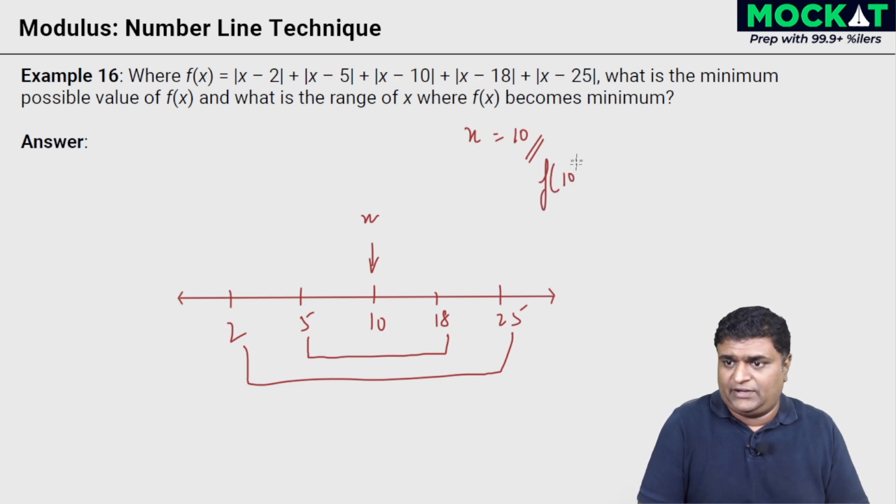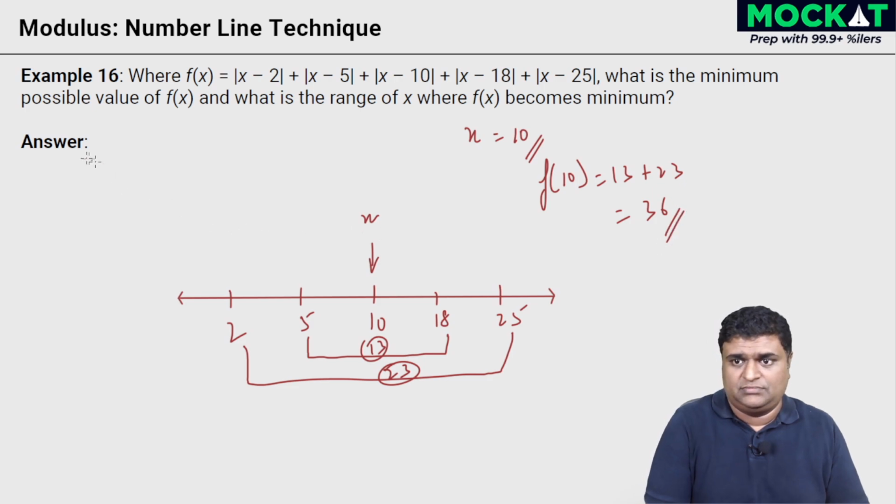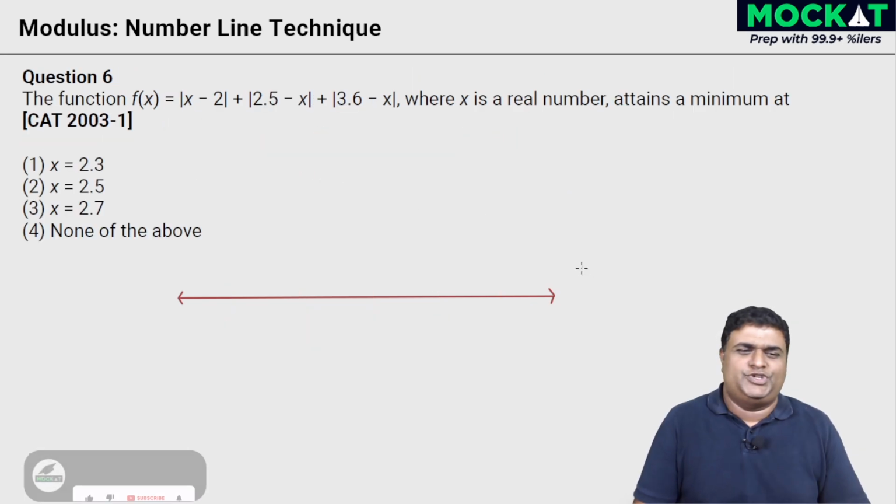And what is f of 10 going to be? I'm not going to do the substitution over here and waste time. 18 to 5 distance, 18 minus 5, which is 13. 25 to 2, the distance is 23 units, 25 minus 2. 13 plus 23 is the answer. That comes to 36. x is 10 and f of 10 is 36. So super fun, wasn't it?